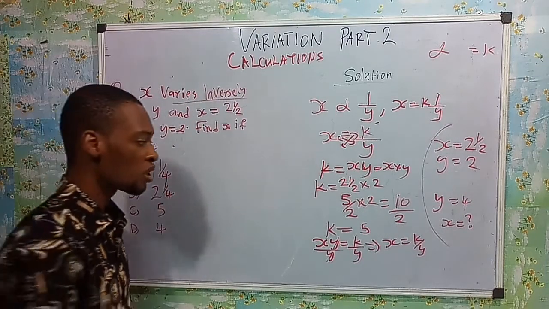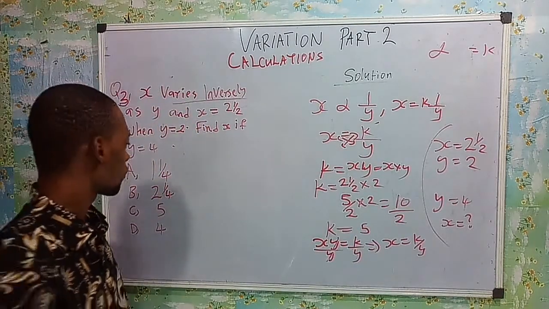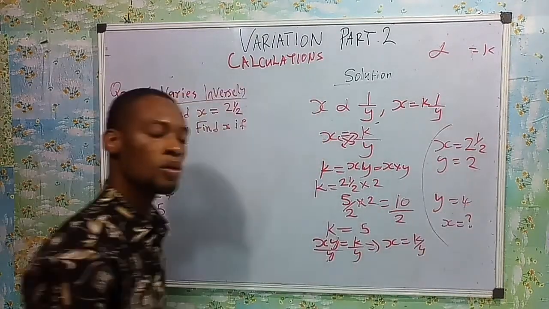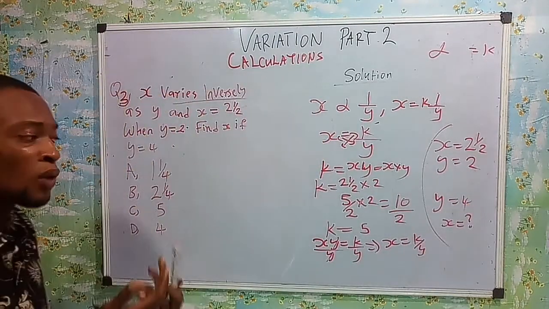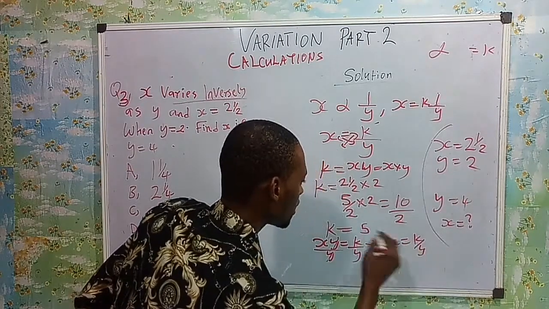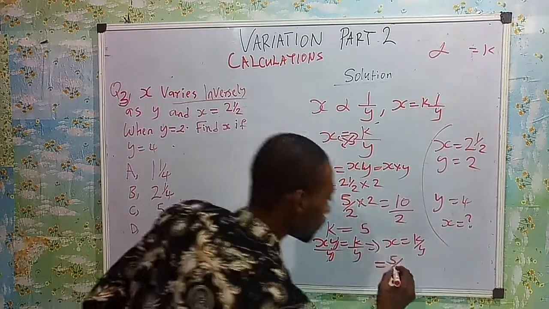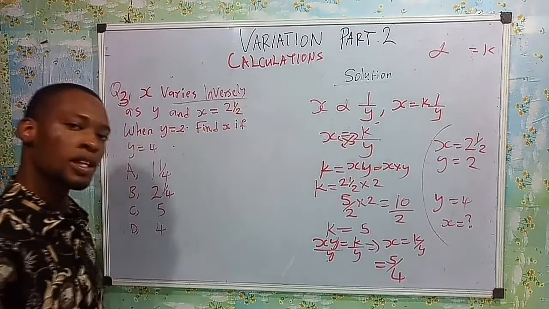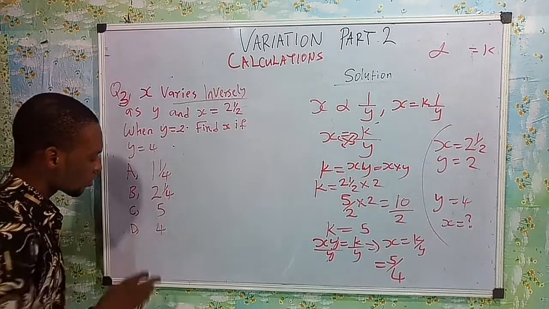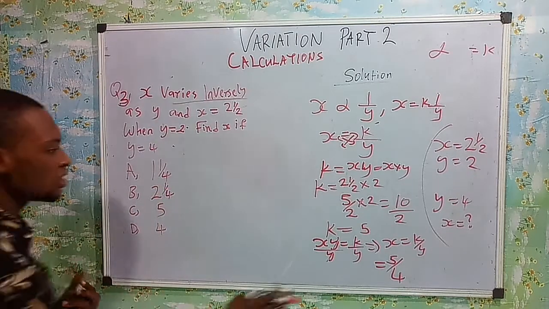We are happy because we already have k as 5, and we are told that y is 4. So we are looking for s when y equals 4. So K is 5, Y is 4. The answer is 5/4. But when you look at the options, there is no 5/4 precisely.